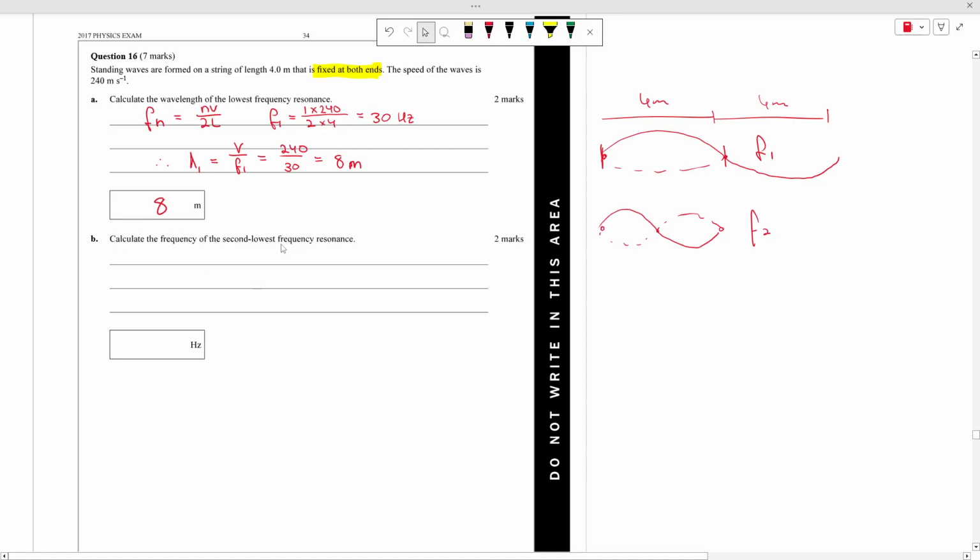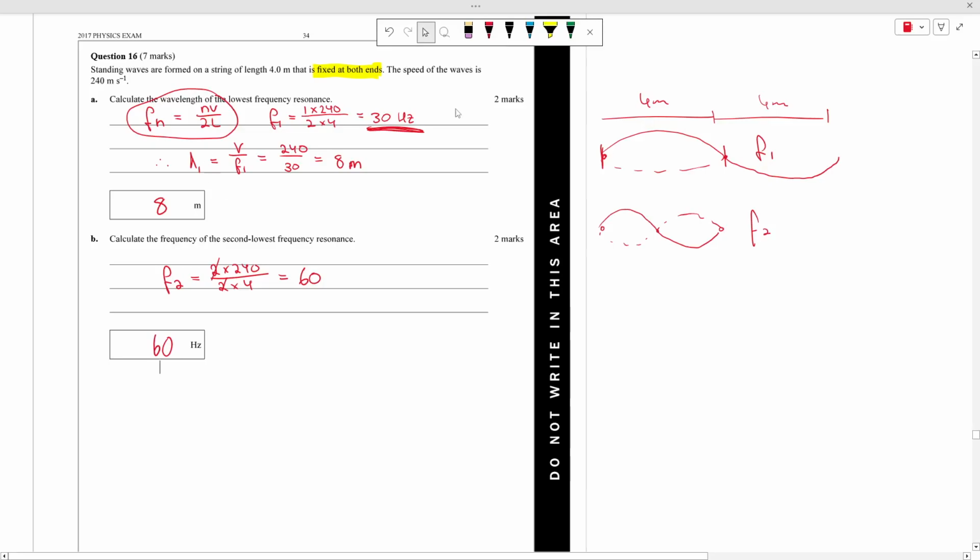Calculate the frequency of the second lowest frequency resonance. So that's f2. Okay, f2 is 2 times the speed, again using this formula here, over 2 times the length. And that's just going to be double this one. Sorry, no, what am I doing? Not double that, double this one. Okay, so it's going to be 60. Double check. 2's cancel out. 240 divided by 4 is 60. So it's all good. Okay.